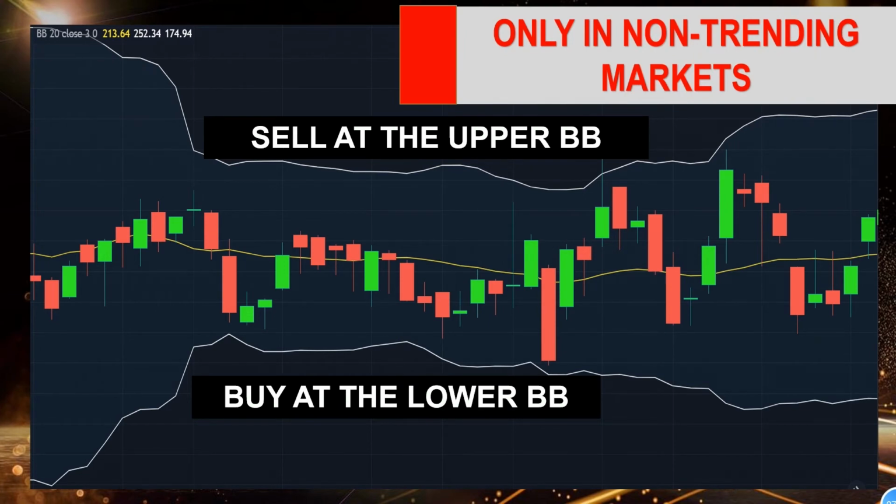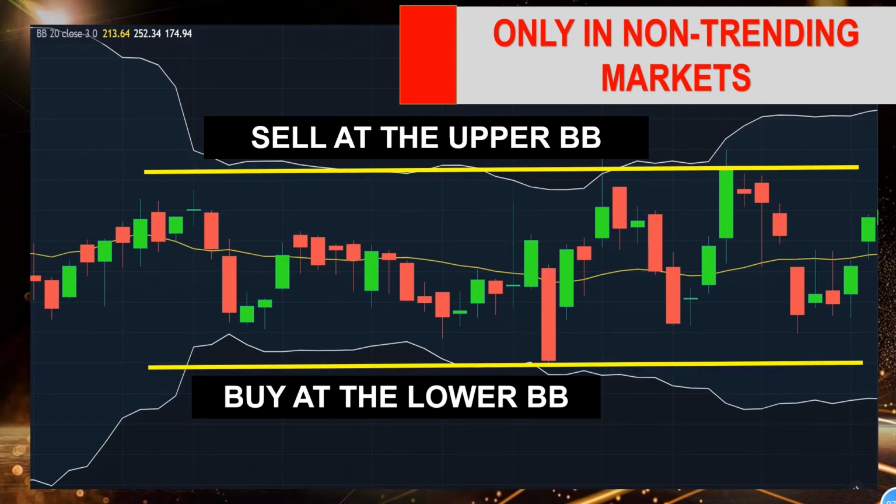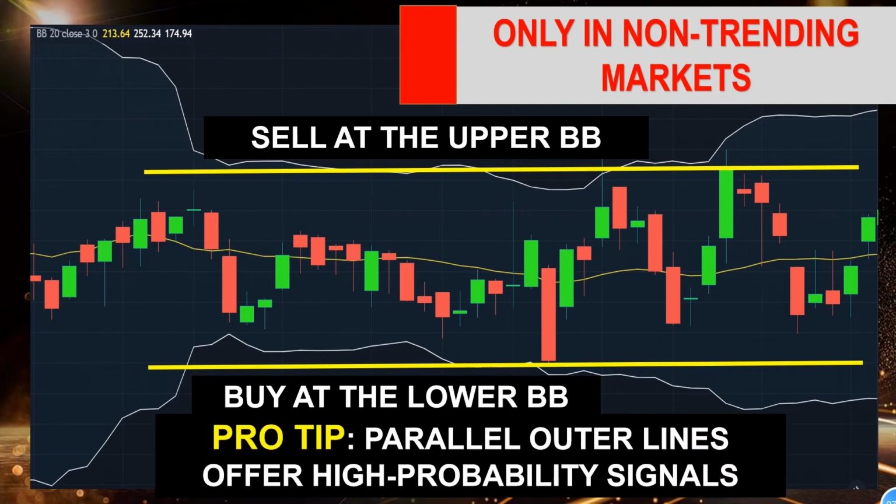Even more, when the bands are parallel, the signal is even more powerful. So we want to sell at the upper band and buy at the lower band when the bands are parallel, and preferably if we see additional confirmation of a support or resistance. Here are a few examples of Bollinger Band signals during ranges.